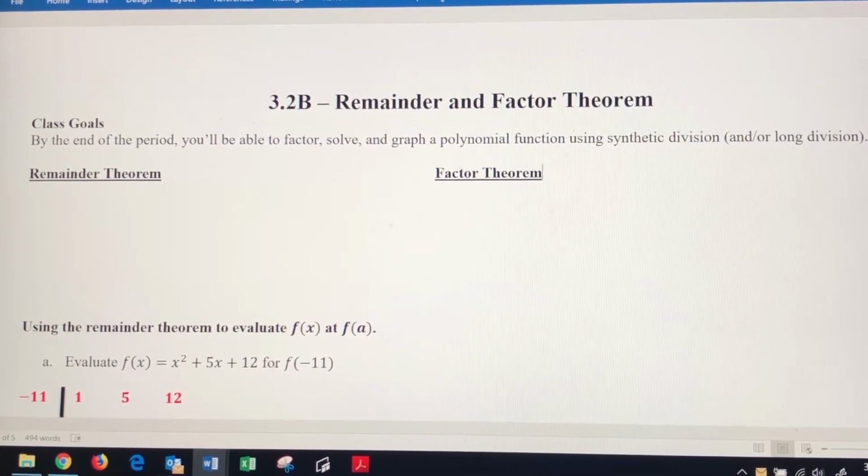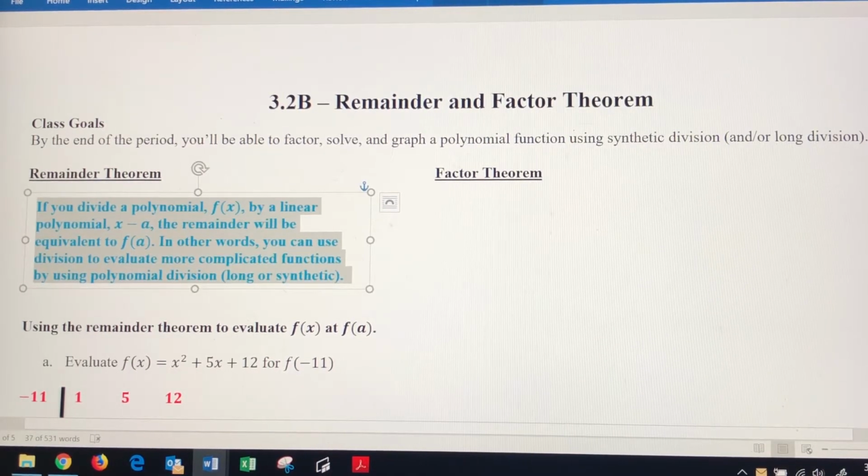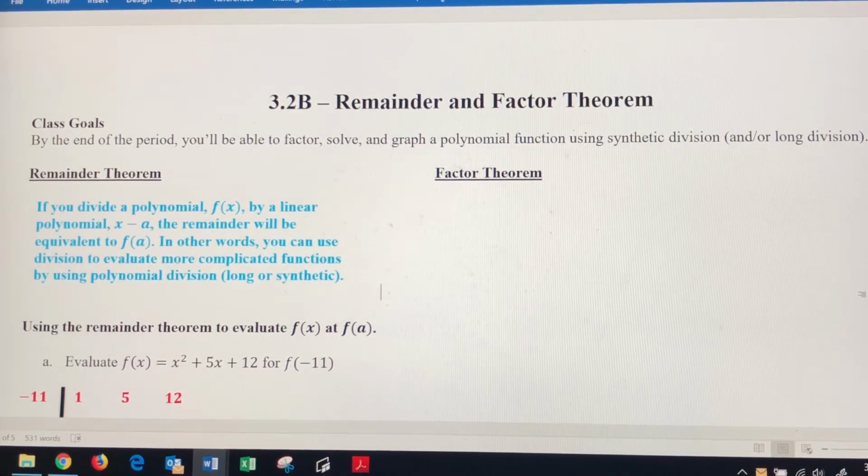So the remainder theorem states that if you divide a polynomial, which we're going to call f of x for now, by a linear polynomial of the form x minus a, whatever the remainder is when you go through that process, that's the equivalent value to f of a. So what this does, it allows us to evaluate more complicated functions using synthetic division, okay?